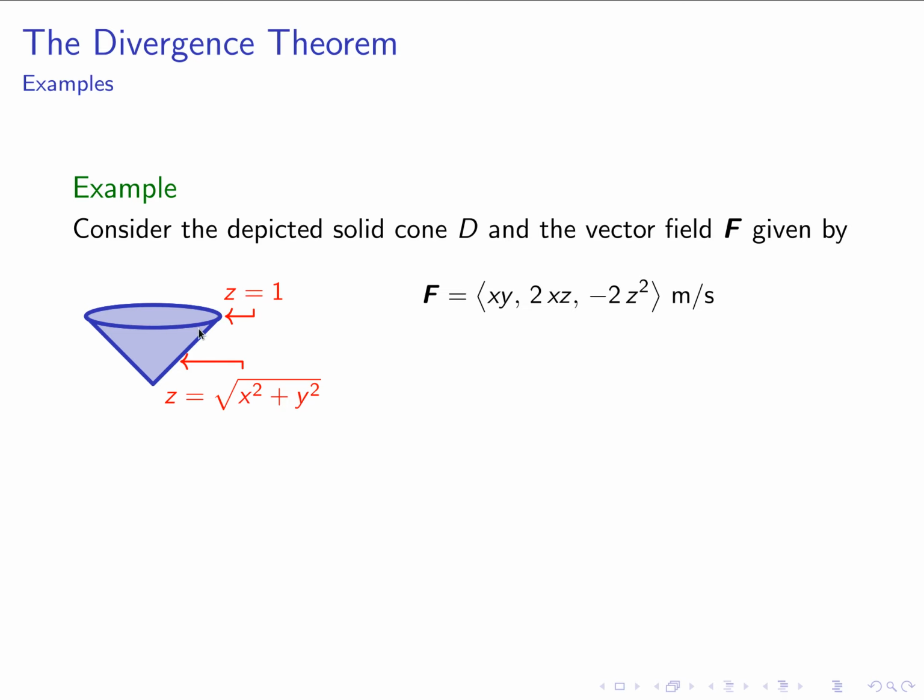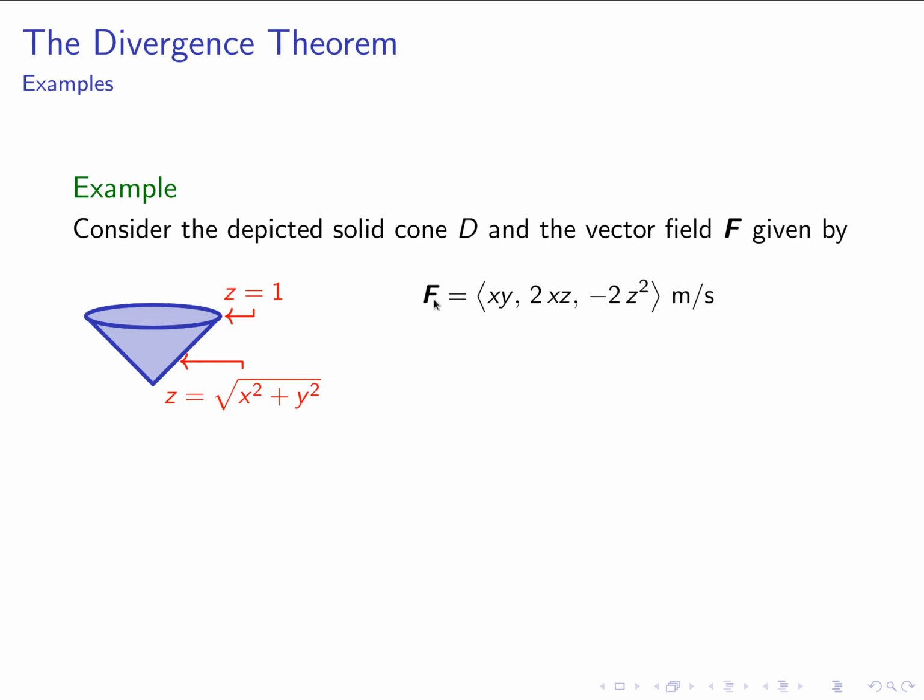Now, if we wanted to calculate the flux of a vector field out of this region, we would have two flux integrals to calculate directly. We would have flux over the conical part of this region, and then flux over the top disk part of this region. So we could calculate those two flux integrals and add them together to calculate flux. Or we can try to use the divergence theorem.